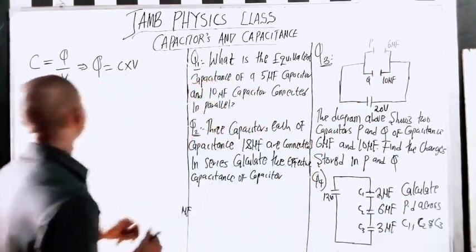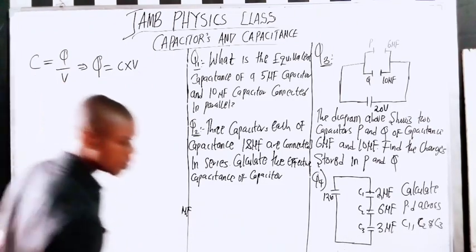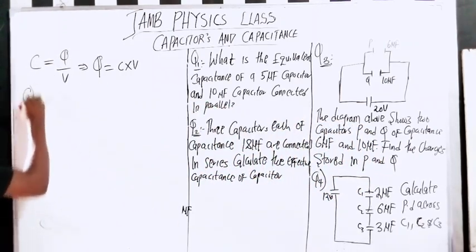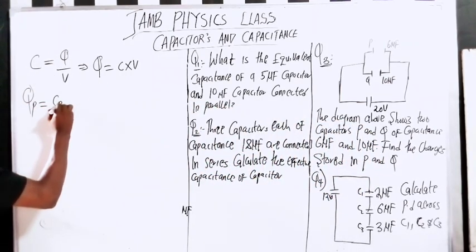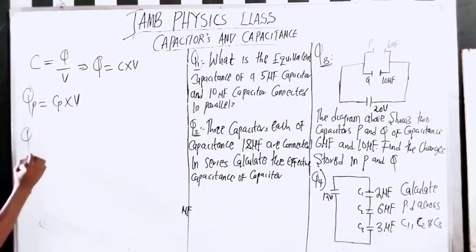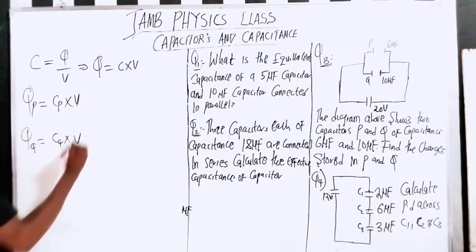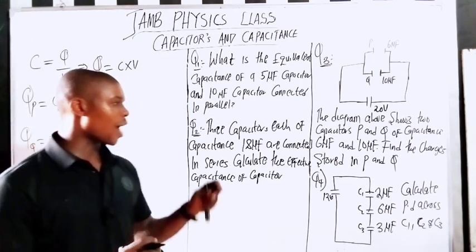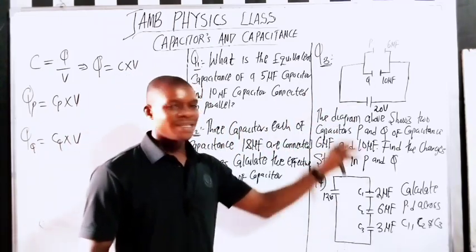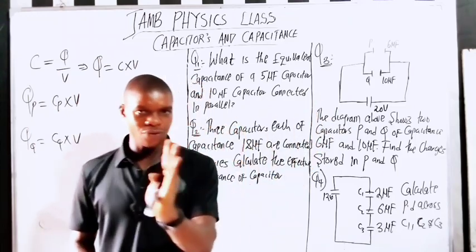So the potential difference here is not the same as here. Do you get that? So for P, QP is going to be CP times V. Then QQ here is going to be CQ times V. Can you see that? It's very important. That is why I gave you those notes when it comes to series and parallel connections.